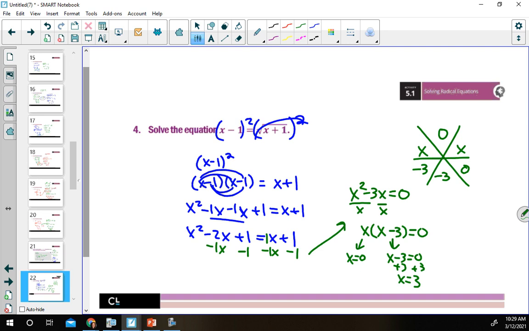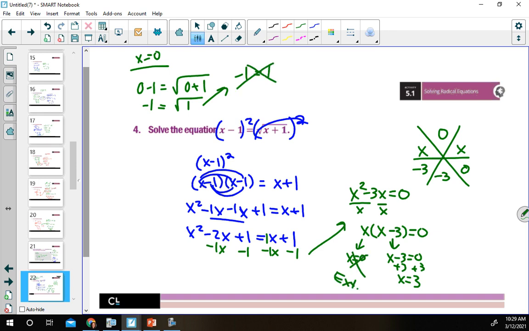So now we've got to go back and check them. So x is equal to 0. 0 minus 1 is negative 1. 0 plus 1 is 1. Square root of 1 is 1. So that one I already know is extraneous. Now we're going to test out 3 here. So put it in for both of those x's. 3 minus 1 is 2. 3 plus 1 is 4. Square root of 4 is 2. So 3 is my only answer that works.